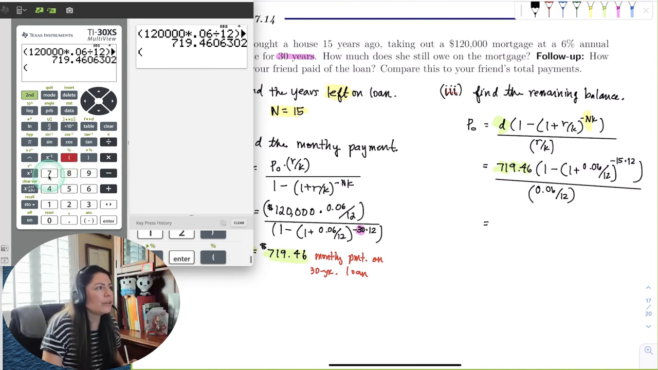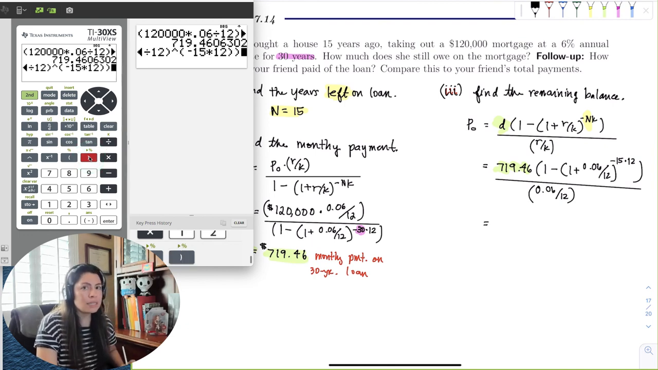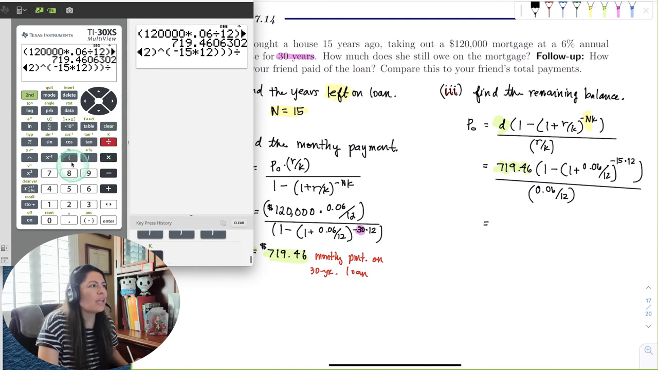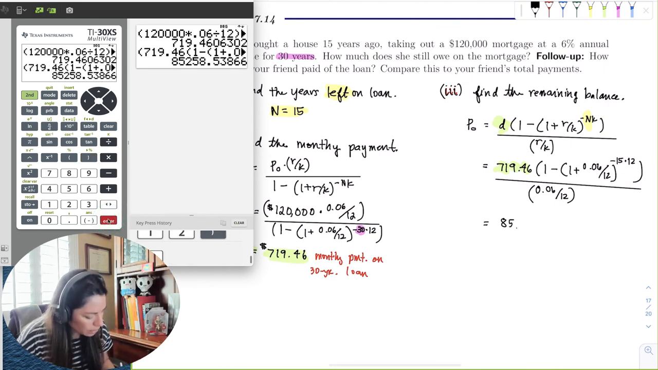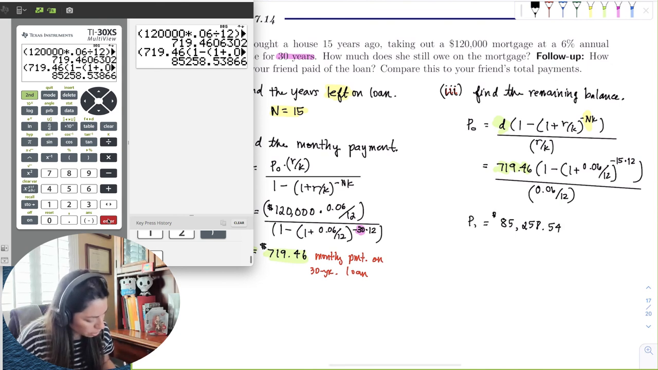Let's put that in the calculator. Parenthesis, 719.46, parenthesis, 1 minus parenthesis, 1 plus R over K, 0.06 divided by 12, parenthesis, exponent, parenthesis, negative 15 times 12, close the exponent, close the 1 minus, close the numerator, divided by 0.06 divided by 12. So your friend has $85,258.54 left on the loan. That's the first part that we needed.